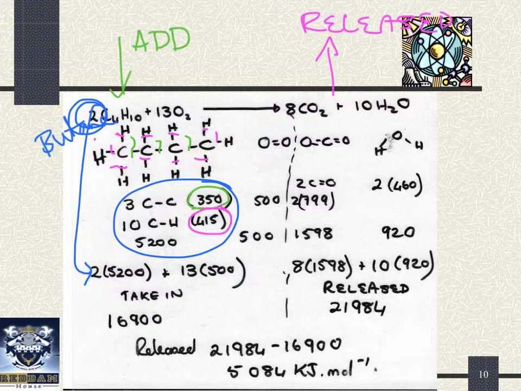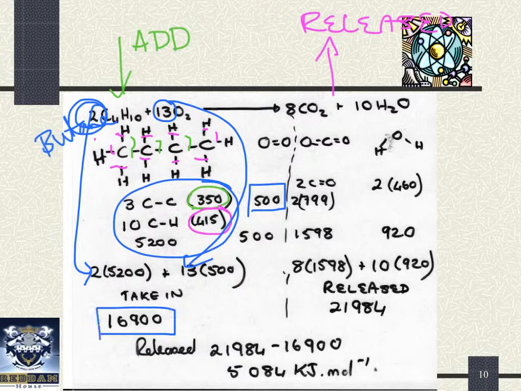Don't forget about the oxygens. Oxygen is easy. It's 500, but I don't have one oxygen. I have 13 oxygens, so I multiply 500 by 13. And in total, how much money did I have to put into this? How many kilojoules did I have to put in? 16,900. That's what went in.